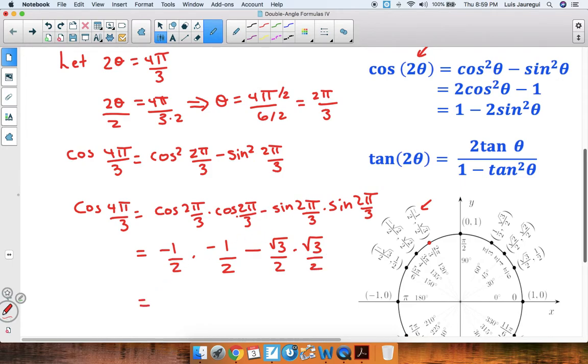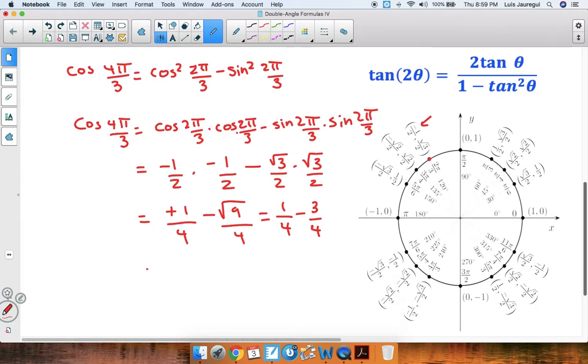Now multiplying this becomes the following. We have negative 1 times negative 1 becomes positive 1. 2 times 2 becomes 4. Minus square root of 3 times square root of 3 becomes the square root of 9 over 4. This can be simplified into 1/4 minus the square root of 9 over 4, but the square root of 9 is 3, so we have 3 over 4. And we have 1/4 minus 3/4, which is negative 2/4. Let's divide both numerator and denominator by 2, so we get negative 1/2. So we can conclude that cosine of 4 pi over 3 is equal to negative 1/2.